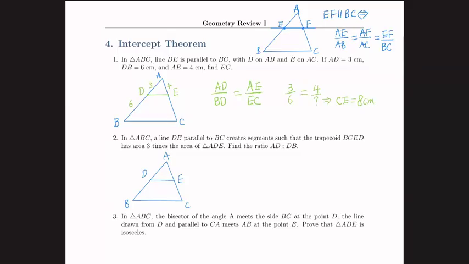Okay, the condition. A line parallel to BC creates a segment, and the trapezoid BCED has area 3 times the area of ADE. We want to find the ratio AD over DB. So I will use red for area 3, 1.